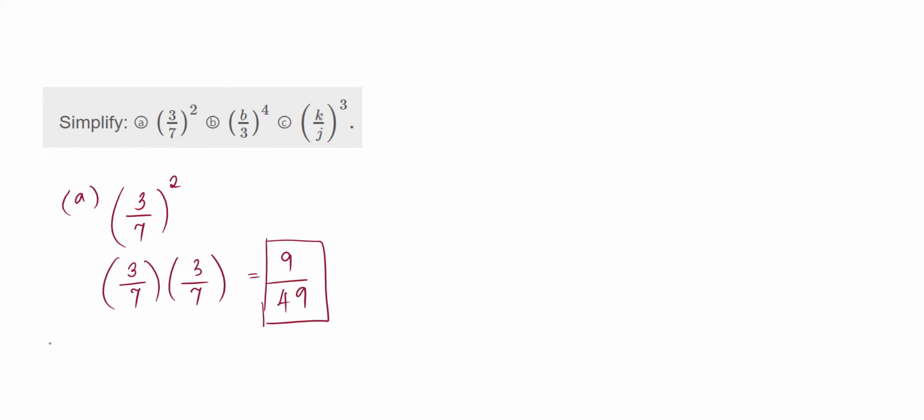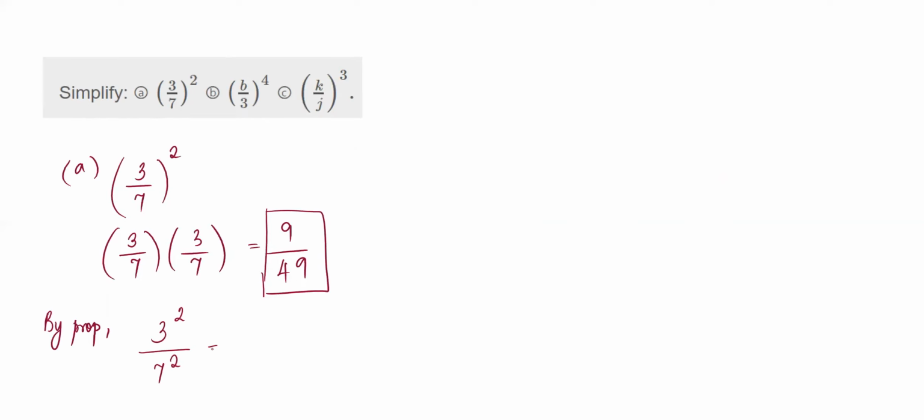If we were to use the property, you would simply say, well, it's going to be 3 squared over 7 squared because each of them will get the power. And that will make it 9 over 49, right? It's quicker and it's helpful when you have larger powers. Also helpful when you have letters, because you really don't have to expand it and combine it again. You simply can leave them as the letter to the power.